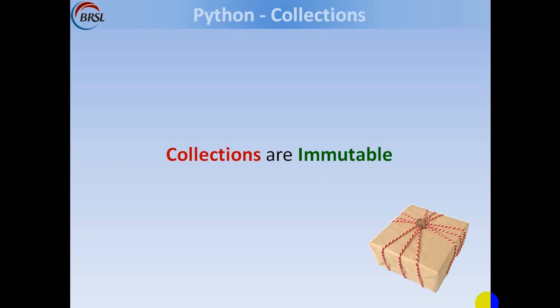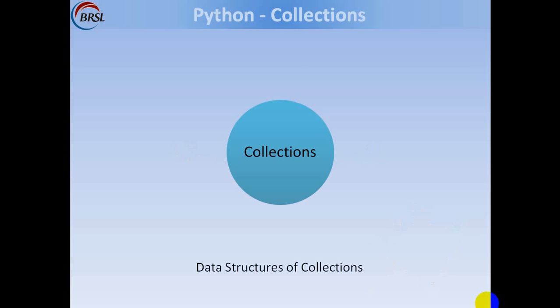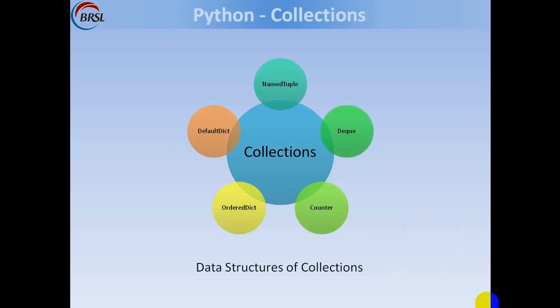Collections are immutable. That means if a collection is created, later we cannot modify the data of the collection. The collections module is offering 5 data structures. One is namedtuple, second one is deque, third one is Counter, fourth one is OrderedDict, and fifth one is defaultdict. Namedtuple is simply creating tuples with named fields. That means for the data values of the tuple, we can provide names, just like fields in a record.